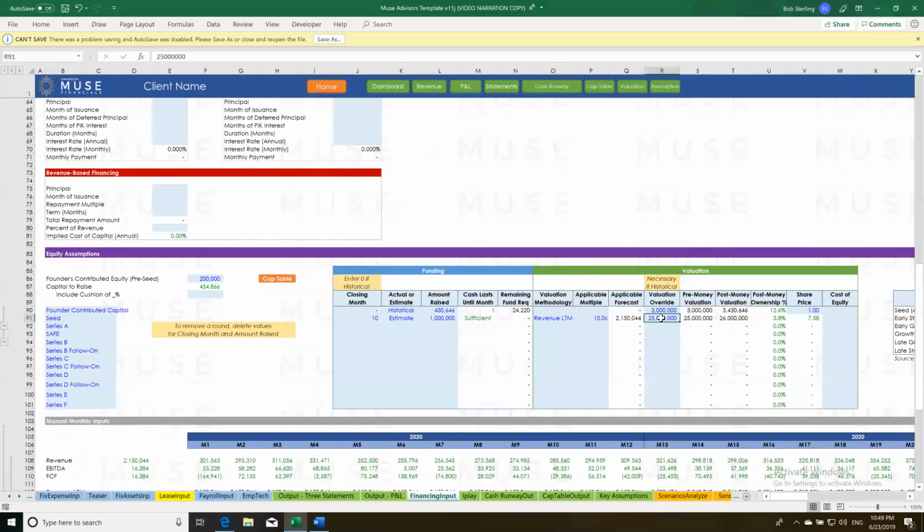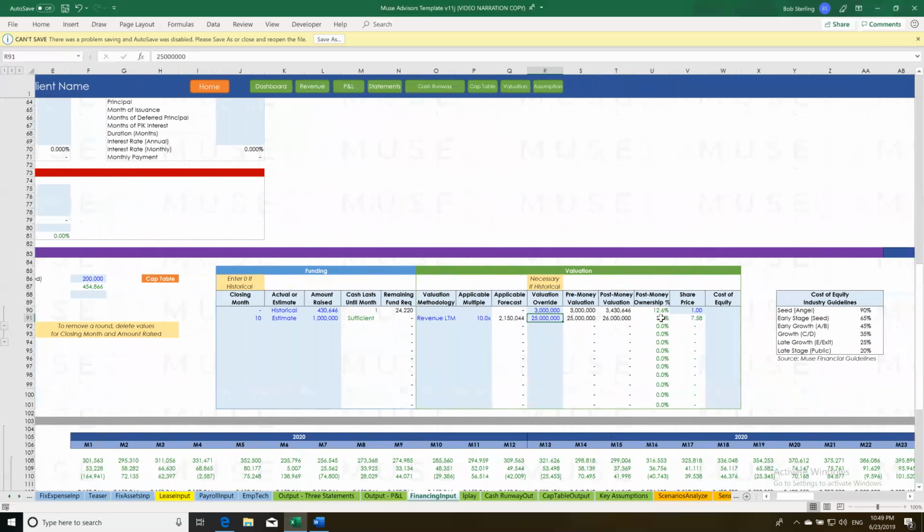The last thing you need to enter is the cost of equity. This doesn't affect the cap table, but it does affect the valuation. We'll walk through that in a different tab. But when we value your business using what we call a discounted cash flow methodology, we have to come up with the cost of equity for your business.